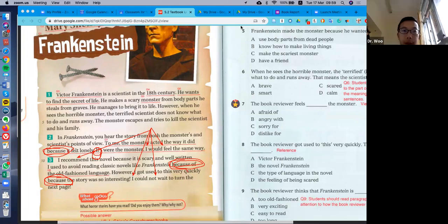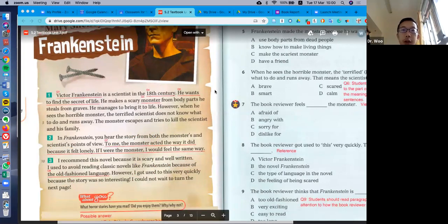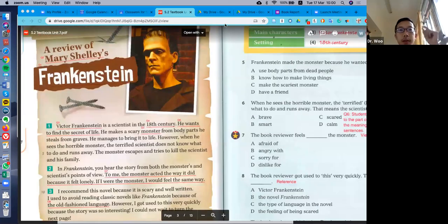What we did today was we tried to deepen our understanding of a book review by identifying features and structure of a book review. We also read the book review aloud. Do you have any questions? Okay.